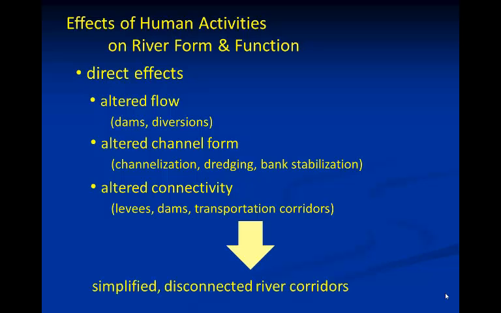So the net effect of all of these activities is usually that we tend to reduce physical complexity. If you think about a sinuous channel that's been dredged and has stabilized banks, it's much more uniform and simplified. And although there are human activities that increase connectivity, most of the things we do decrease connectivity. So you end up with these fairly simplified, disconnected river corridors.